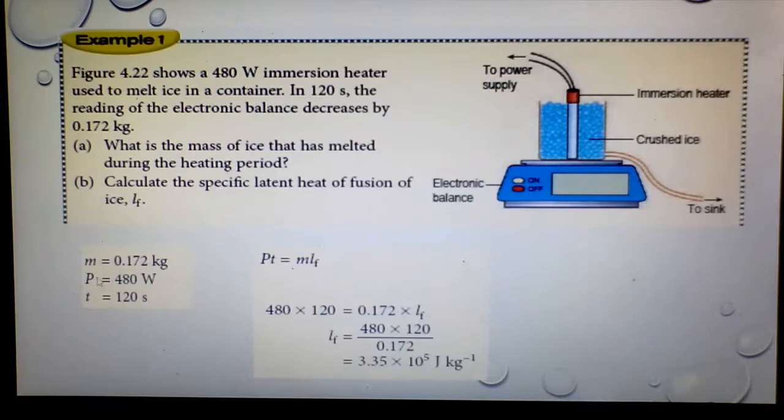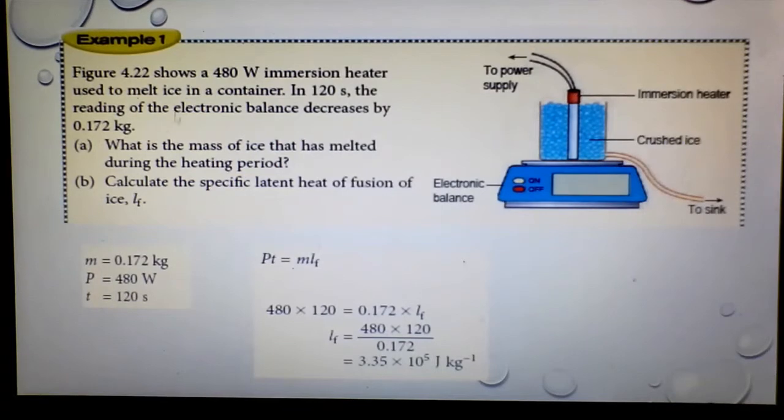Okay, list out all the information. Mass of the ice melted to become liquid, so it's 0.172 kilogram. P equals 480 watt, t equals 120 seconds. So Pt equals mLf. Actually, it's Q equals mL. The heat supplied is Pt. So from here, we want to calculate what is Lf. So Lf equals 480 times 120 divided by 0.172. So we get 3.35 times 10 to the power 5 joule per kg, J kg^-1.